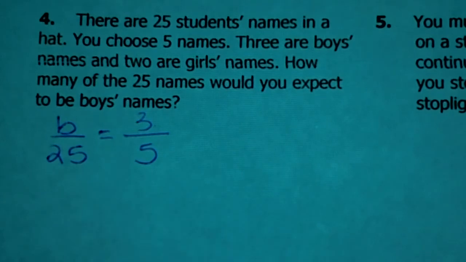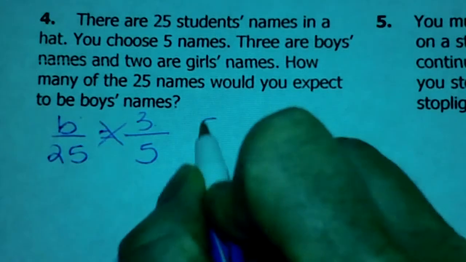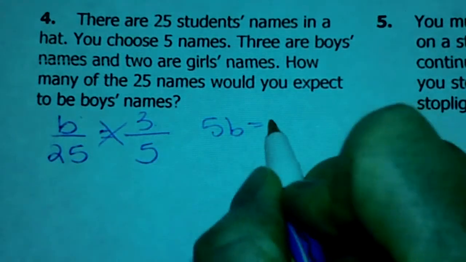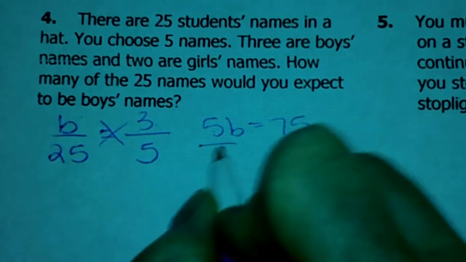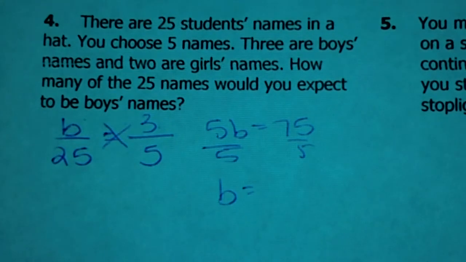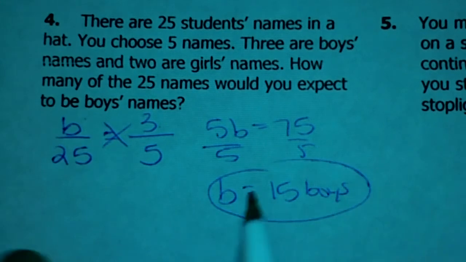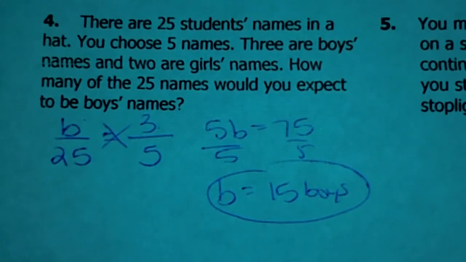Do you recognize how to solve this? Please say yes. All right. B times 5 would be 5B. 25 times 3 is 75. Divide by your 5. And based on what happened with our little bag, it looks to me like there are going to be 15 boys in the class, or in names in the hat. I guess it never said it was a class. So again, with this, you're given one of the ratios and you're asked to figure out one part of the other one. That screams proportion.